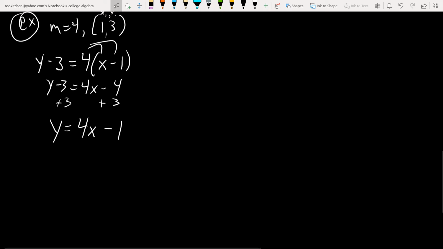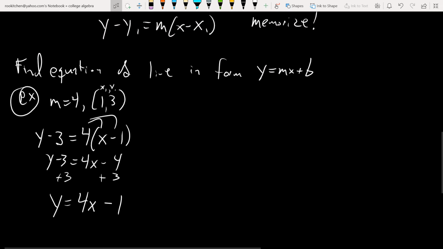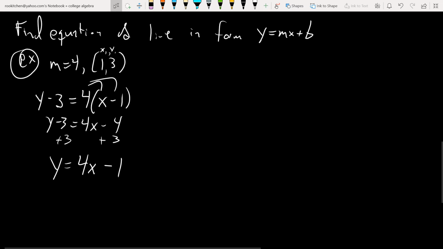Sometimes, I don't think it happens in the homework, but sometimes they'll ask you to put your answer in different forms. And on the test, I'll tell you which form I want your answer in. If they don't say anything, usually they mean this mx plus b form. Okay. Let's try another one.